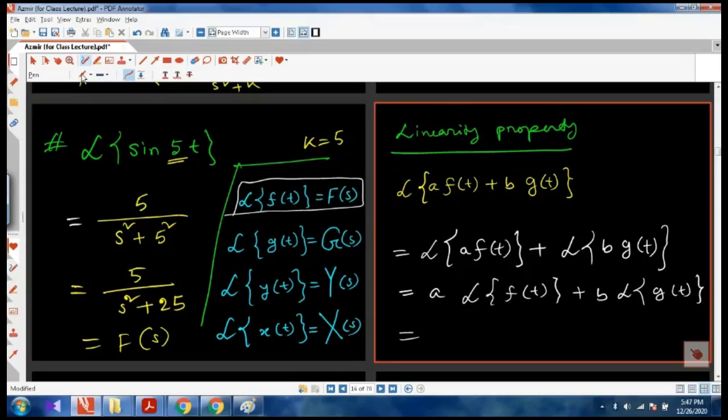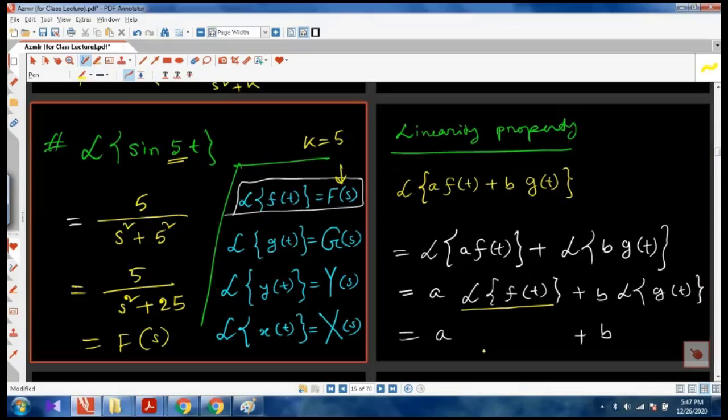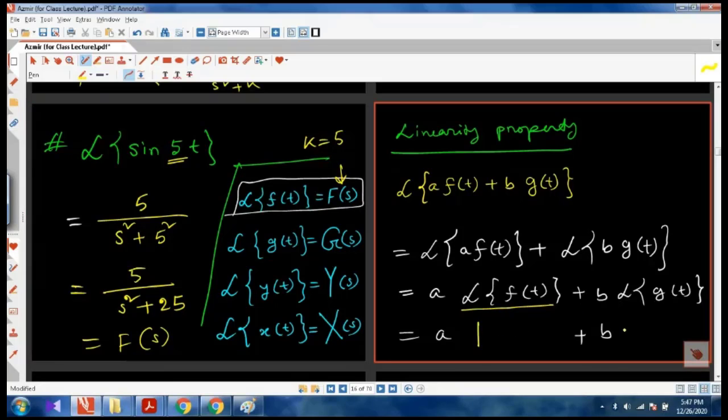Now, what can we write? a is here, b is here. Now the result will be: Laplace transformation of f of t is actually capital F of s. Laplace transformation of g of t is capital G of s. So this is known as the linearity property.